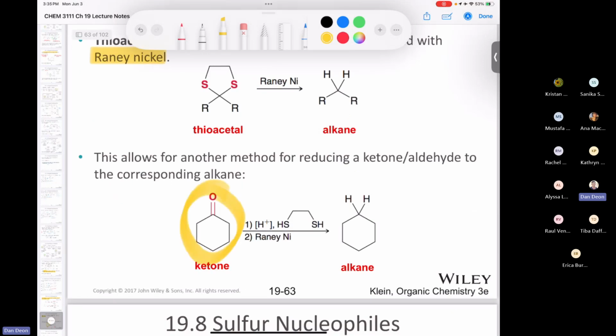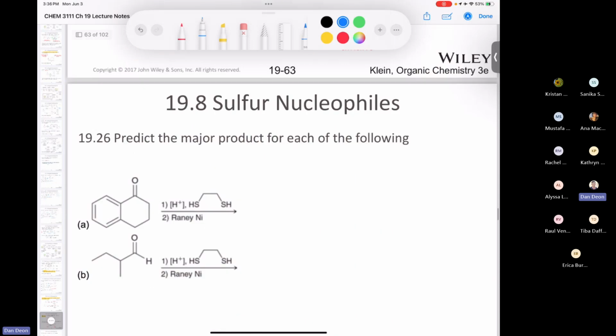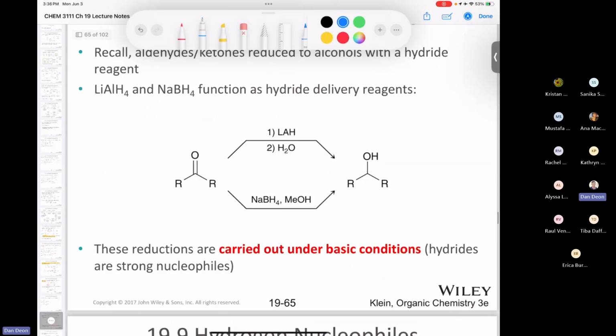Now you can take a ketone and reduce it down to an alkane using the formation of a thioacetal followed by treatment with Raney nickel. Now there's no mechanism for this in our textbook whatsoever. It's way beyond the scope of our class, so don't worry about a mechanism for Raney nickel.